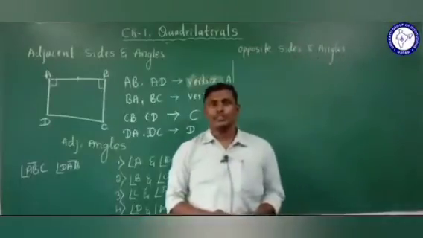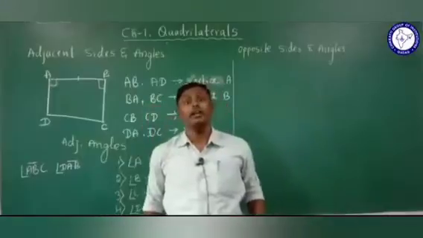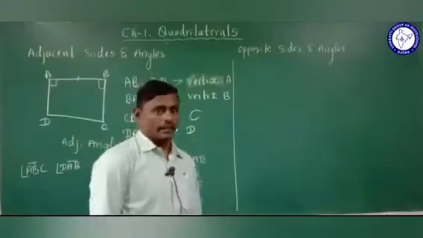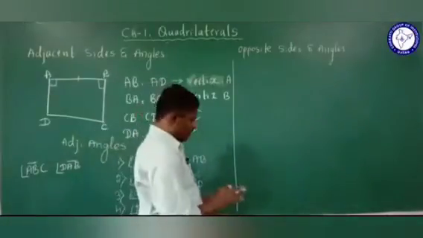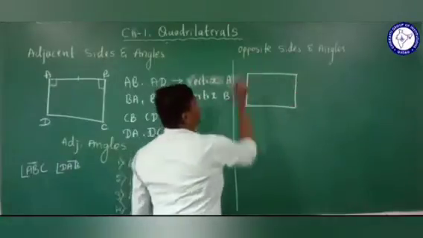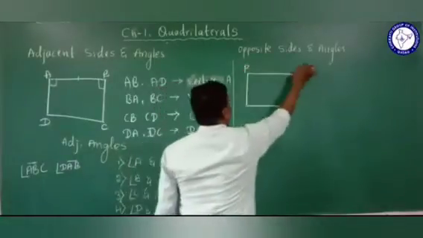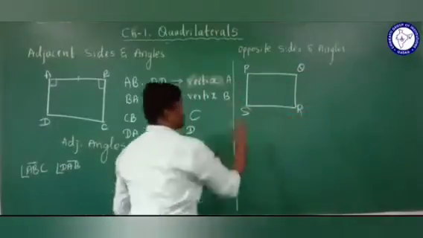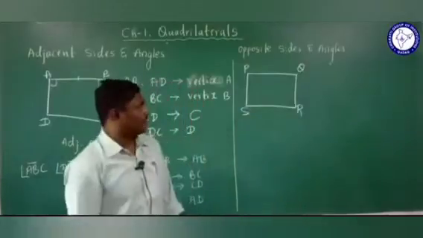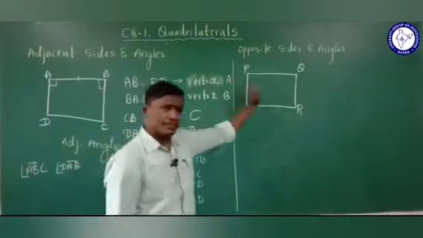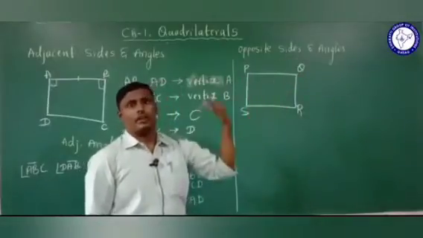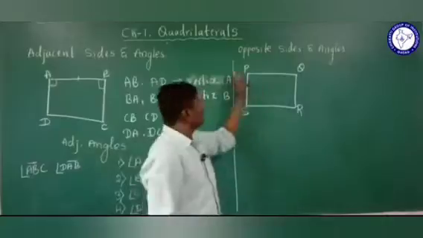Opposite means what? Which is exactly opposite to the given side or given angle. Can I take one example here? Yes. First one, again consider one rectangle PQRS. PQRS is a rectangle. Just observe the opposite sides. Opposite sides means which is exactly in front of the given side, right?